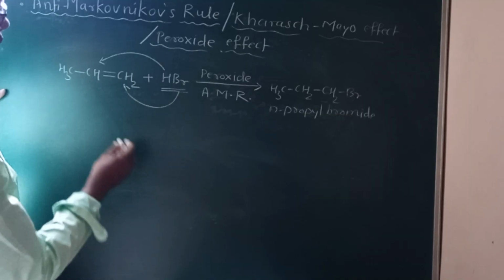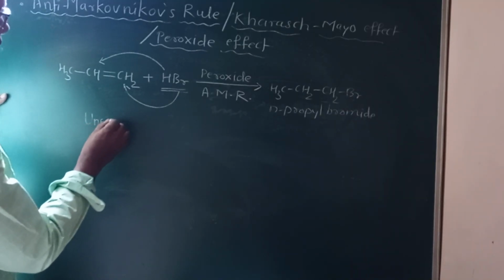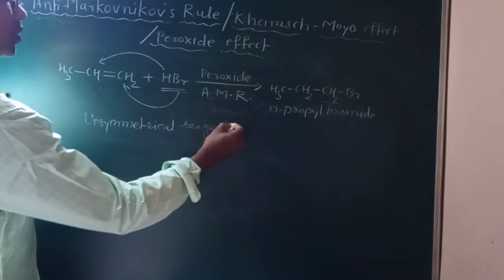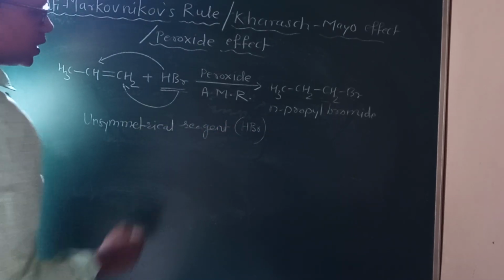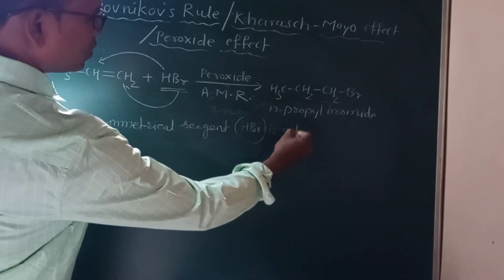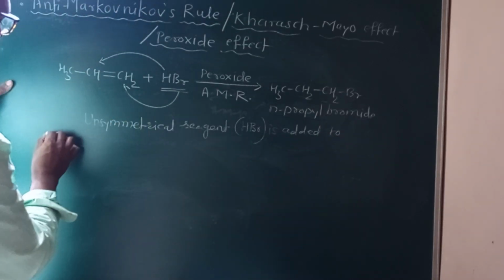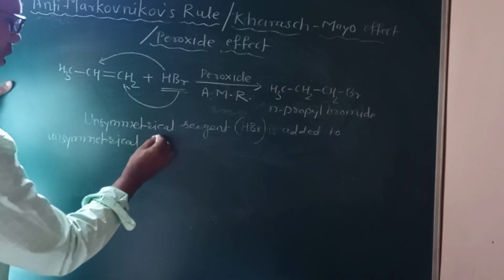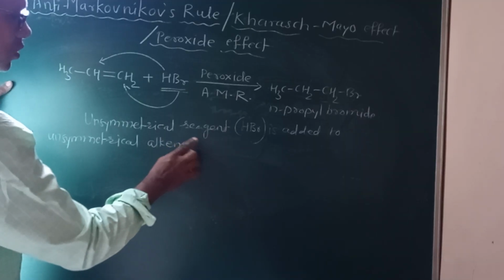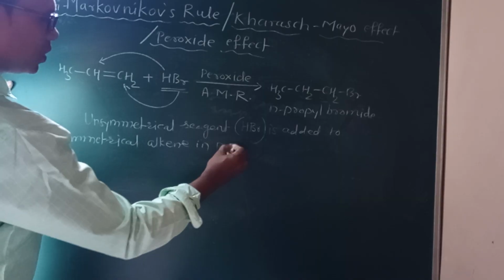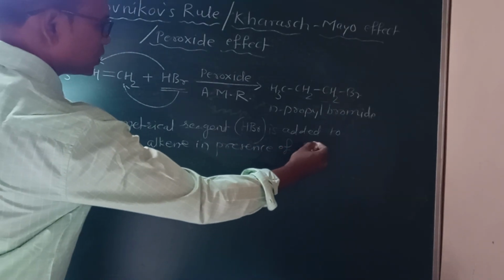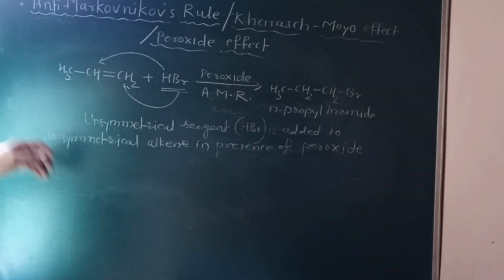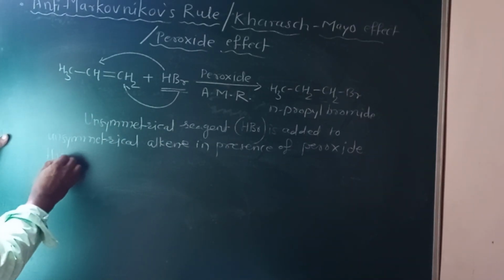So how can we state this rule? When an unsymmetrical reagent is added to an unsymmetrical alkene, in the case of halogen acid it is only HBr, in the presence of peroxide, any peroxide like hydrogen peroxide, sodium peroxide, or benzoyl peroxide, then addition takes place according to anti-Markovnikov's rule.